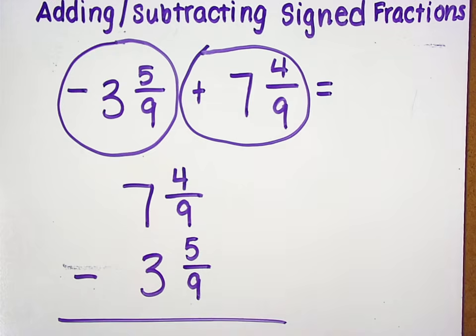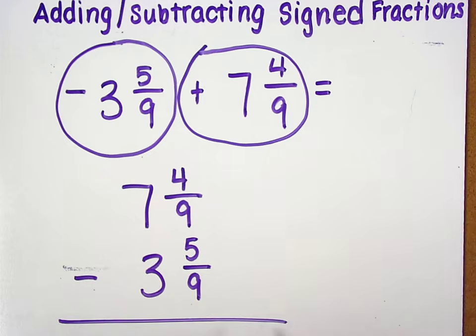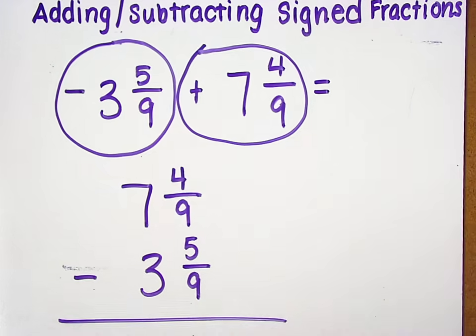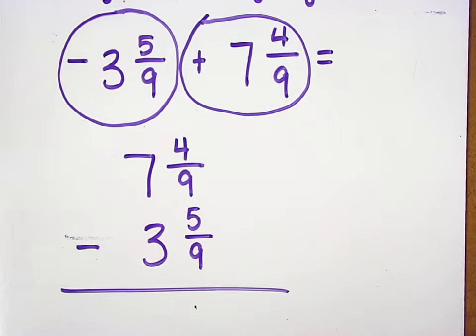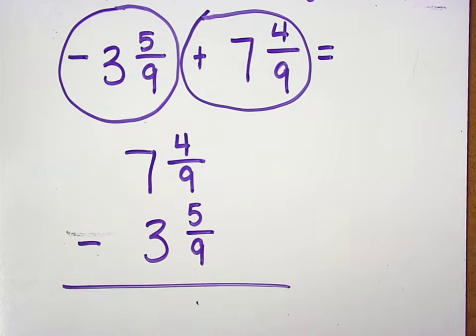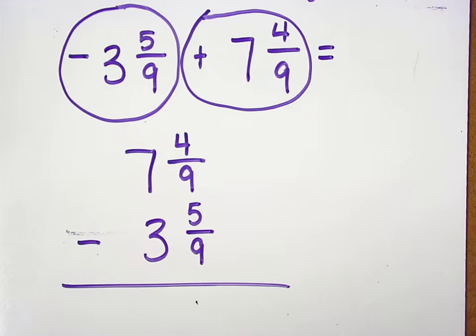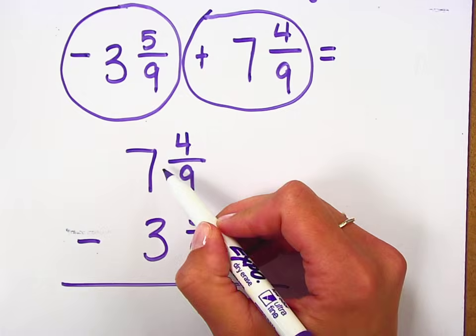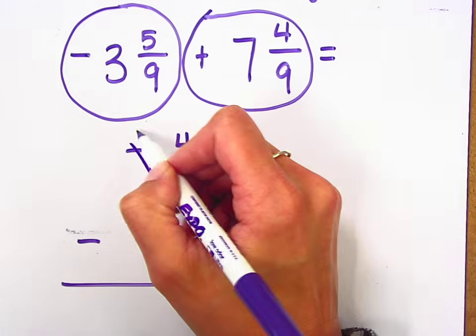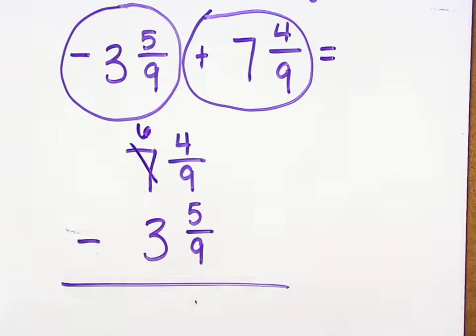Like we did with addition, we need to start farthest to the right when we subtract, and we're going to start by subtracting those numerators. So 4 minus 5. This is a situation where we're going to have to do some borrowing. When we talk about borrowing, we want to think about what it is we're actually borrowing. We're going to borrow from this whole number of 7. We're going to change this to 6, and we're going to borrow 1 whole.